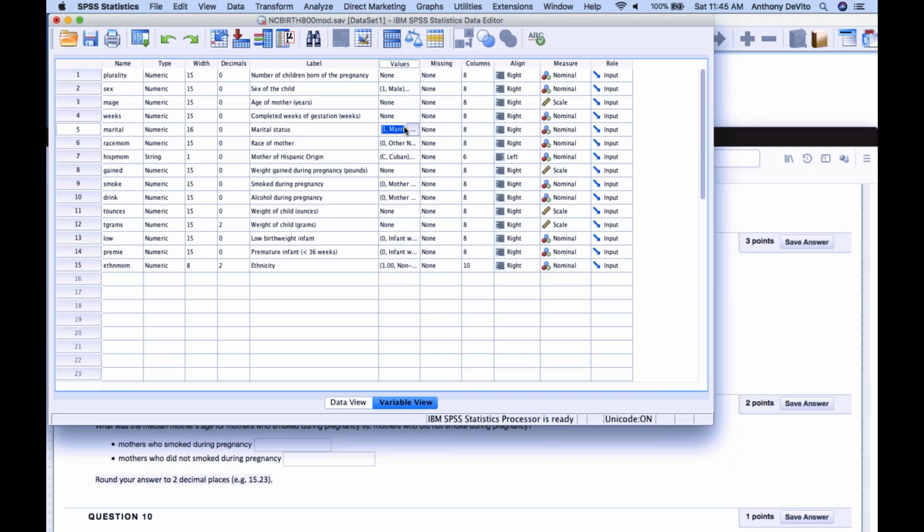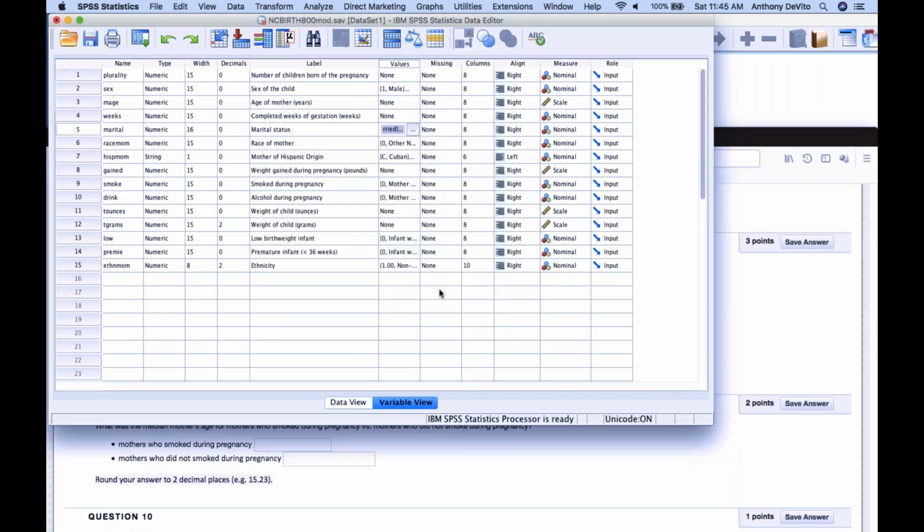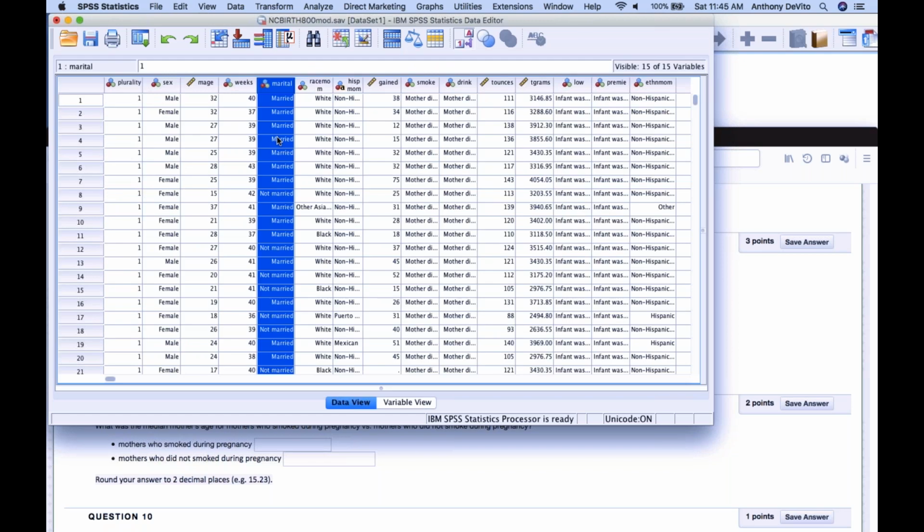I can see, well, it's a nominal variable. I'm going to click in this values. Well, there's only two entries here, married or not married, right? So we can find a percentage for that, I would think, right? So let's do that now. You don't have to go back to the data view. You can do the analysis from here if you want, but I just feel comfortable doing that.